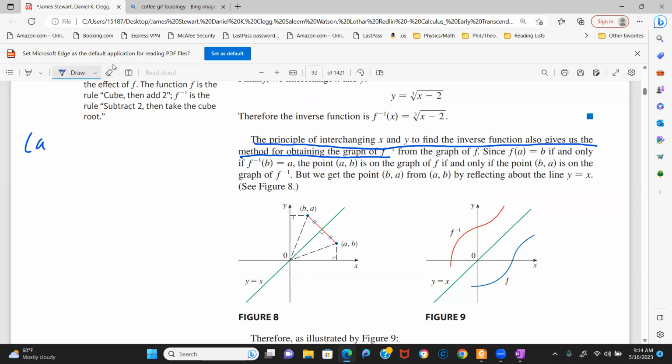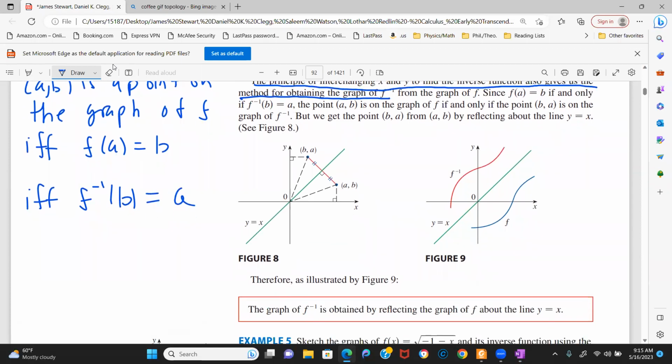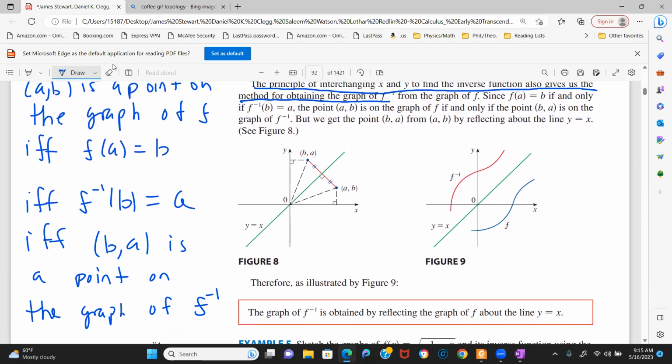Okay, so a comma b is a point on the graph of f, and that's if and only if f of a is equal to b. But if f has an inverse, that's the case if and only if f inverse of b is equal to a. But that's the case if and only if b comma a is a point on the graph of f inverse. So what's the conclusion then?